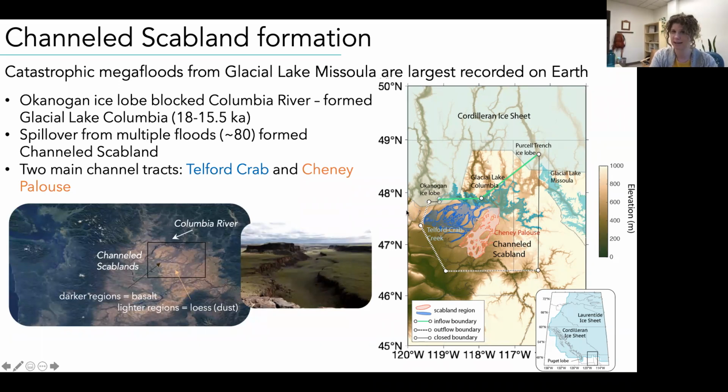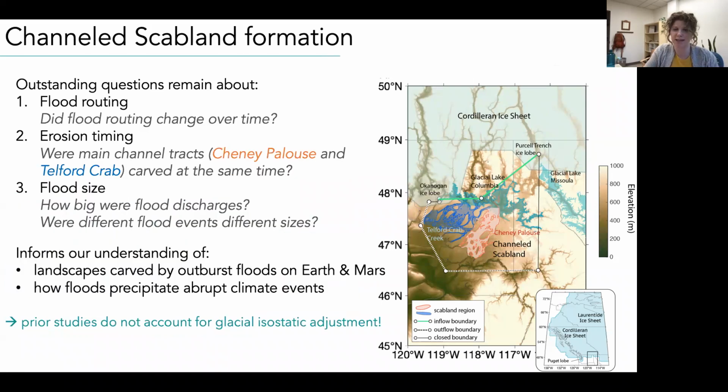I'm showing just a schematic of this here. Flood deposits suggest the Okanogan ice lobe blocked the Columbia River, forming Glacial Lake Columbia here from 18 to 15.5 thousand years ago, and at least 80 flood events occurred during this time. There are two main channel tracks that were eroded while Glacial Lake Columbia existed.